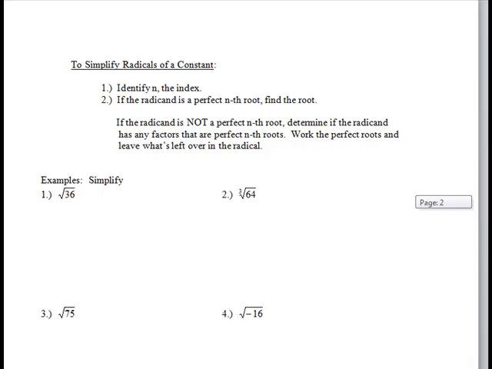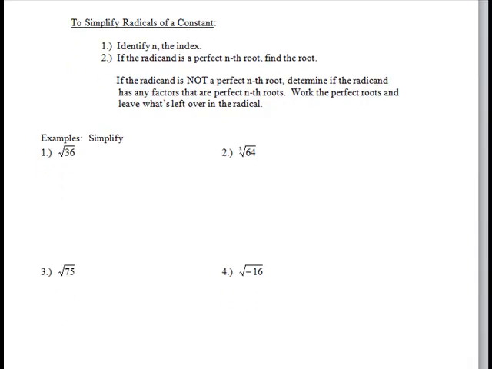So with those perfect squares and perfect cubes, it'll help us simplify radicals that have a number or a constant in them. The first thing you want to do is identify the radicand and the index, so you know exactly what's going on in the problem, what type of radical you have. In example 1, the radicand is 36. An index is not shown, so we know that it's 2, so the square root of 36.